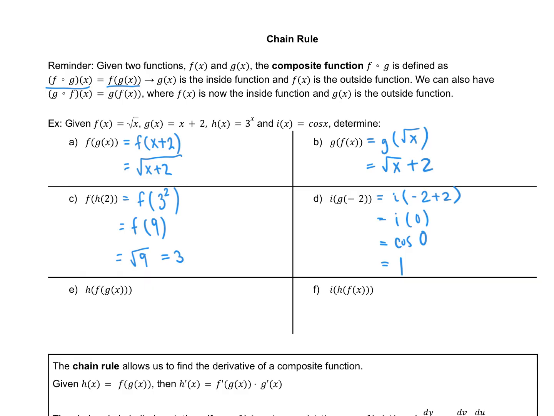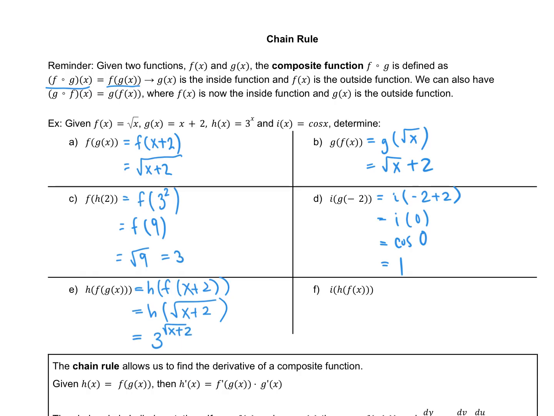h of f of g of x. It's going to start from the inside out. So g of x is x plus 2. Now I'm going to put x plus 2 into f of x. There it is. Actually, this one we had already done. I could have cleaned that up right away. And now I'm going to replace x with this in h. So instead of 3 to the power of x, we're going to have 3 to the power of root x plus 2.